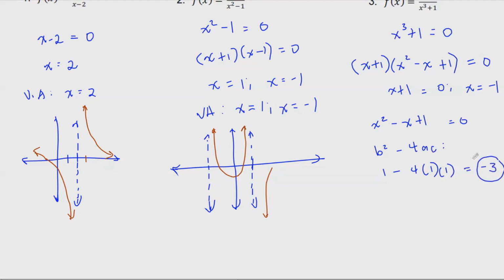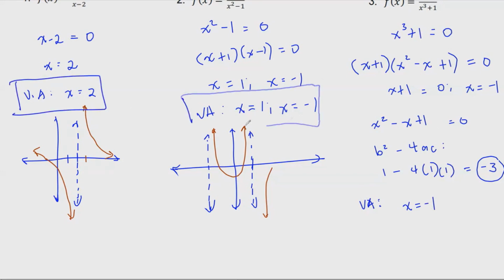And a discriminant having a negative value would give us a complex value, or a value that is not real. So in this case, we can't have any asymptotes for the factor x squared minus x plus 1. So therefore, the vertical asymptote is simply x equals negative 1. So these are the answers for these 3 problems.